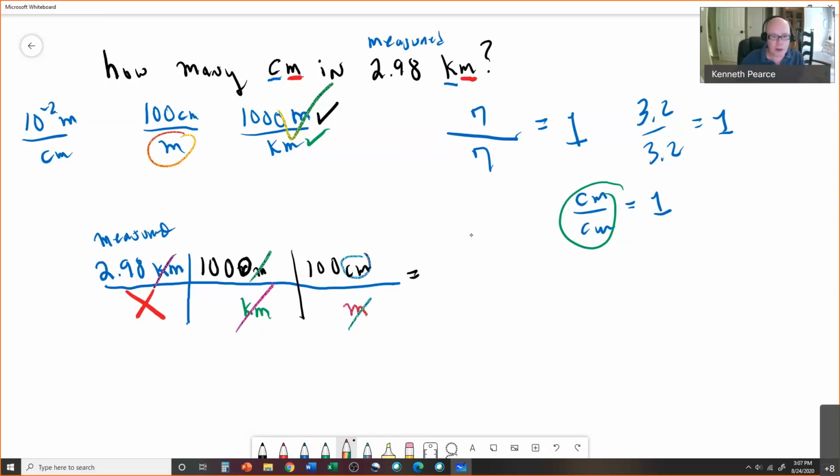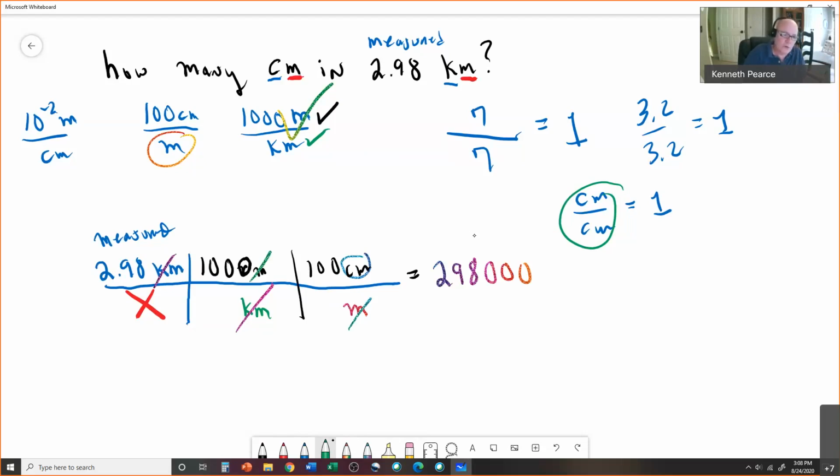And we can go ahead and put this in our calculator. Now, what we do is everything on top is multiplied together, and then we divide by everything on the bottom multiplied together. Now in this particular setup, there's nothing on the bottom to divide by because it's all ones. And so I'm going to go ahead and just put this in my calculator, and I go 2.98 times 1,000 times 100, and I get 298,000.